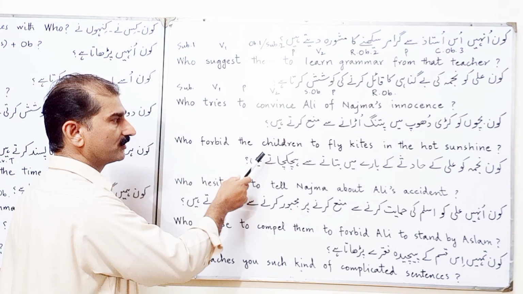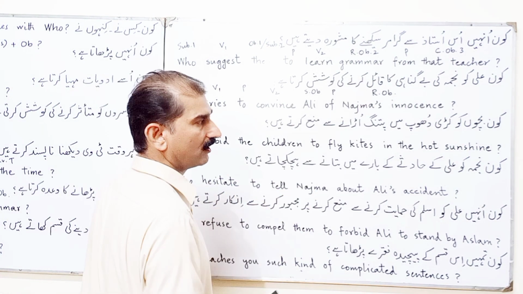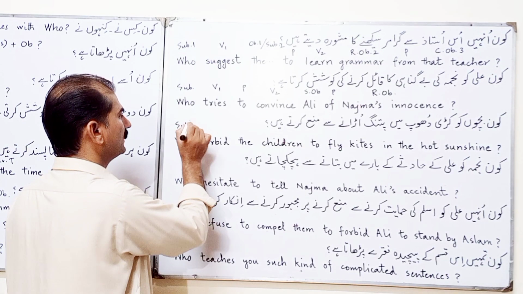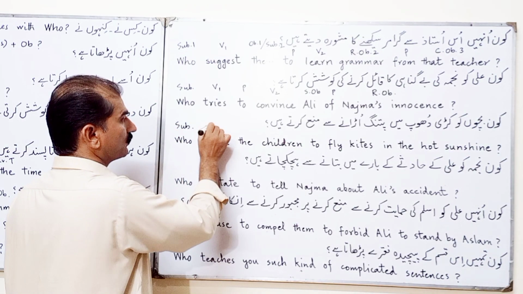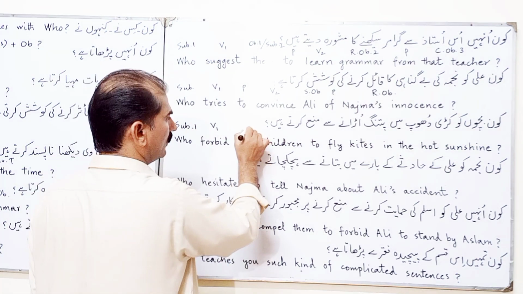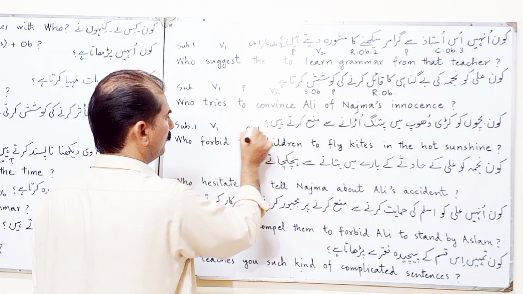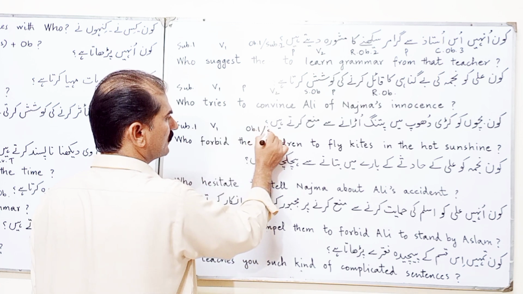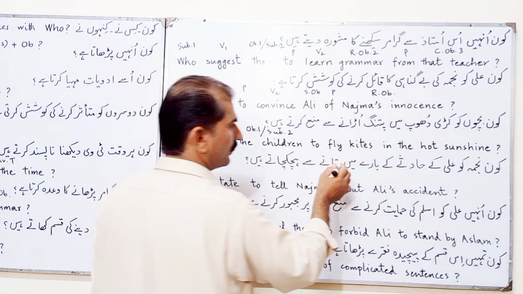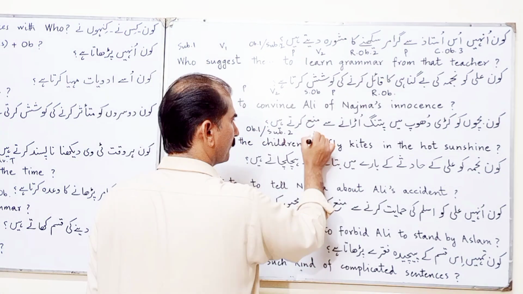Who forbid the children to fly kites in the hot sunshine? Who serve here as the subject of the sentence. Forbid is verb one. Who is subject one here. The children are object one for the subject one and at the same time they serve as subject second for the verb second and the object.